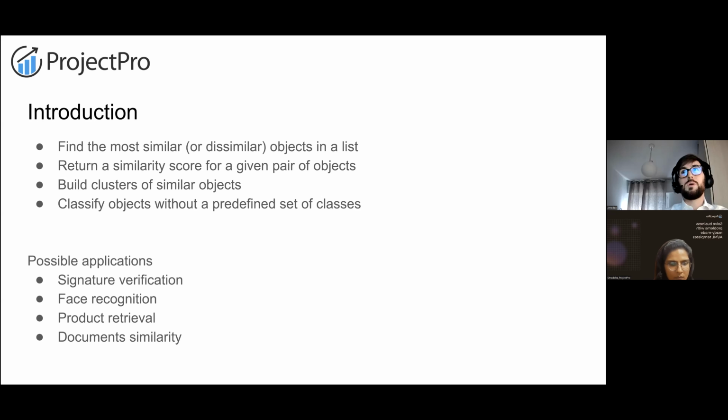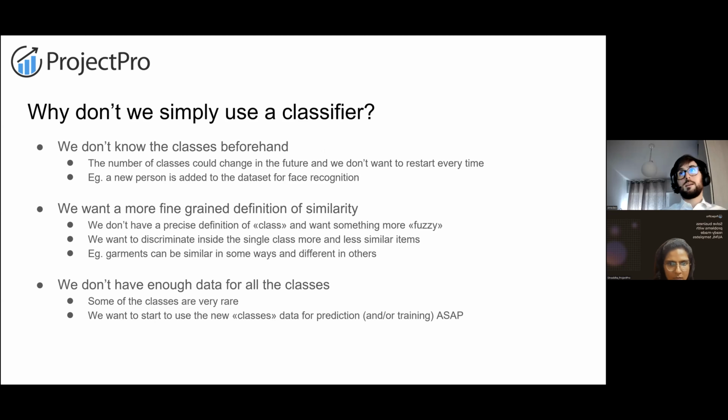But at prediction time, after we have trained our model, we will get new classes, or new people, to classify. And this gets us to the first question.